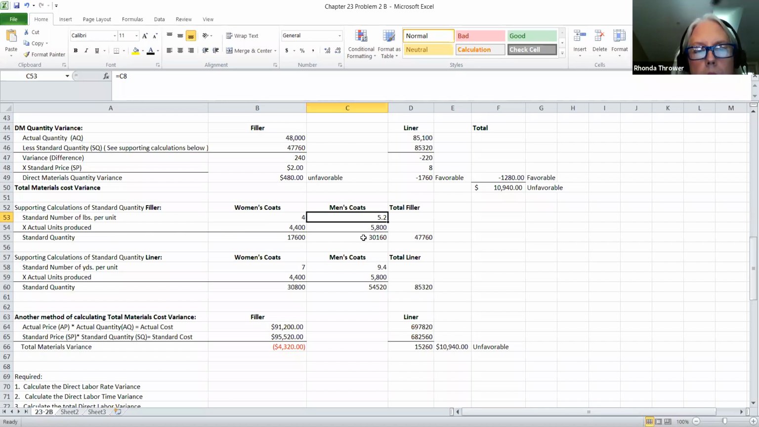30,160 pounds. Then we would add that to the women's standard quantity. These two combined together will give you the total standard quantity of the filler, which we are going to place in this direct materials quantity variance.